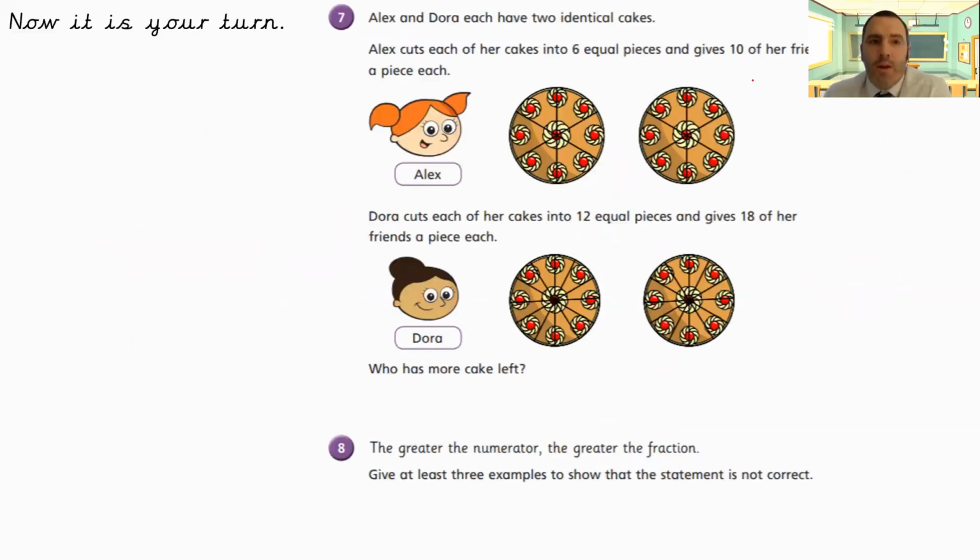Your turn again. We've got some different questions to have a go at. So Alex and Dora have 2 identical cakes. Alex cuts each of her cakes into 6 equal pieces and gives 10 of her friends a piece each. Dora cuts each of her cakes into 12 equal pieces and gives 18 of her friends a piece each. Who has more cake left? And a bit of thinking, the greater the numerator, the greater the fraction. Can you give at least 3 examples to show me why that statement is not correct? Pause the video here to have a go at these.